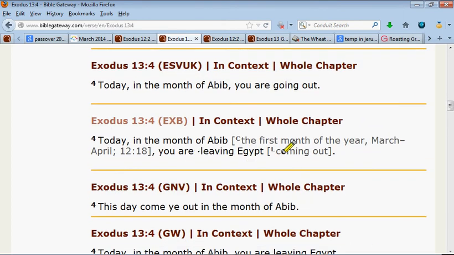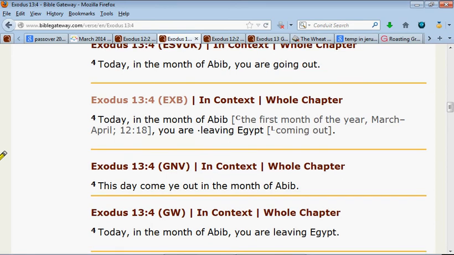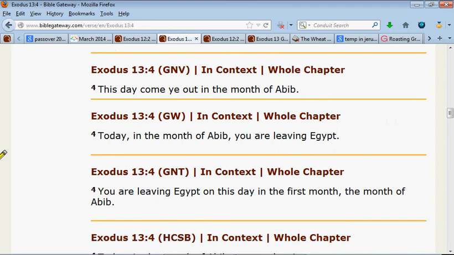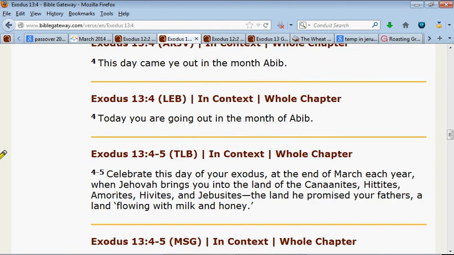And then it says the first months of the year, March to April. That is Babylonian terms. It's impossible. You can't have a new year that changes. It's in the month of new corn. And one of them says, in early spring. Keep that in mind.